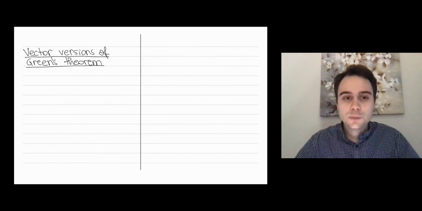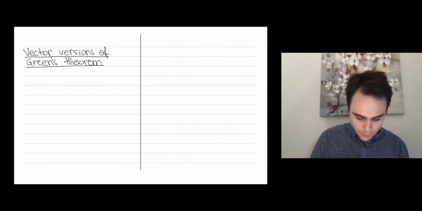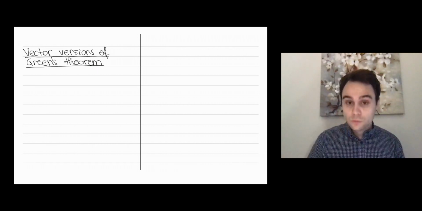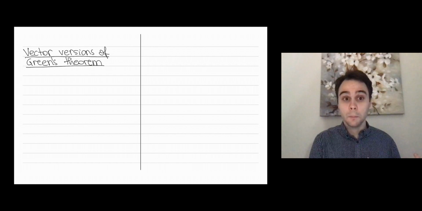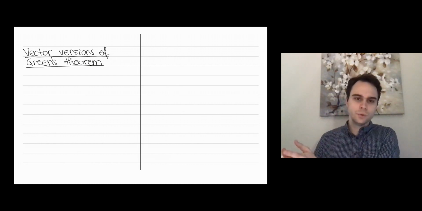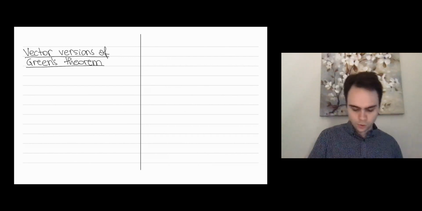Okay, let's move on to vector versions of Green's theorem. So I'm going to write down two new versions of Green's theorem. They're going to look like maybe unfamiliar formulas, but in a moment I'll just show you that they're the old version of Green's theorem with new clothes.